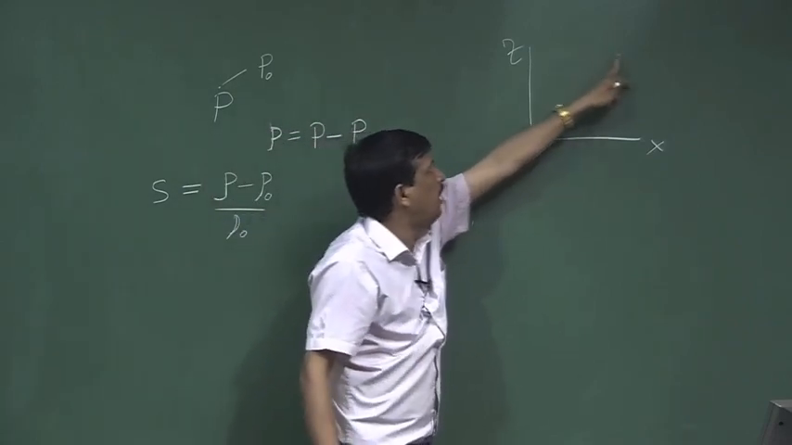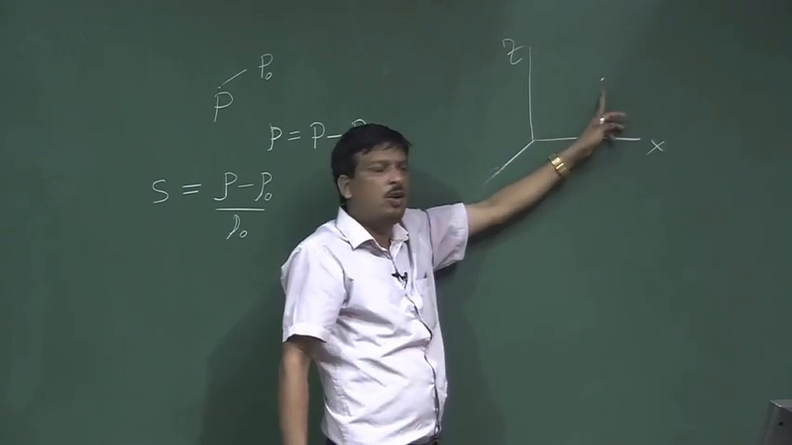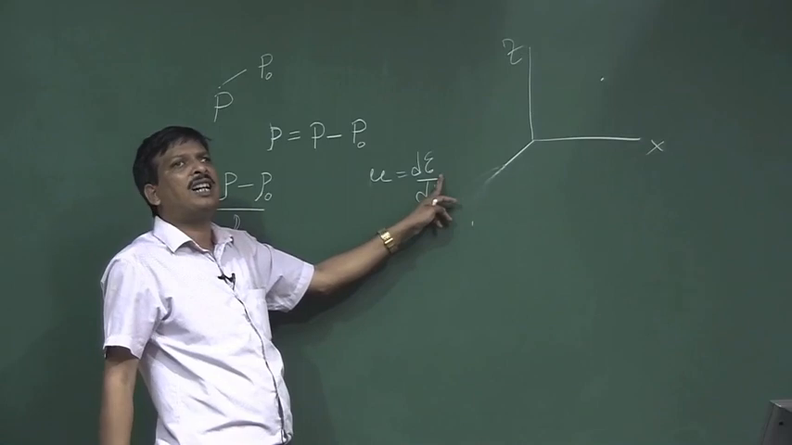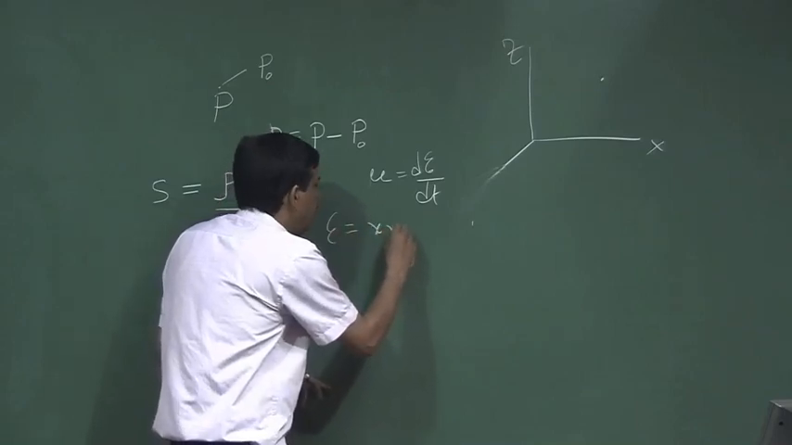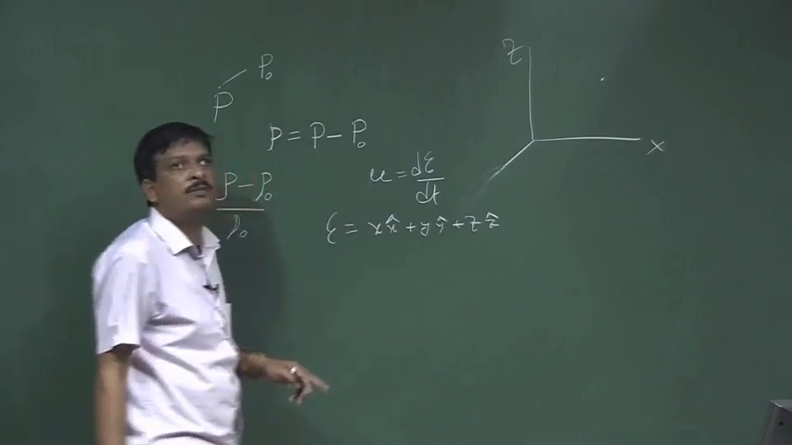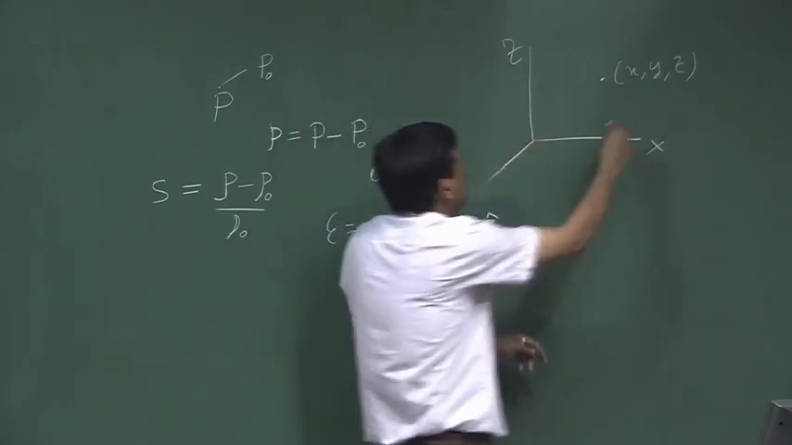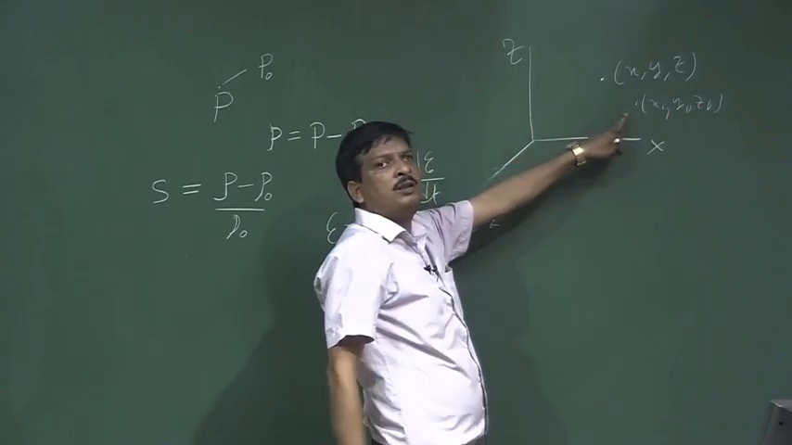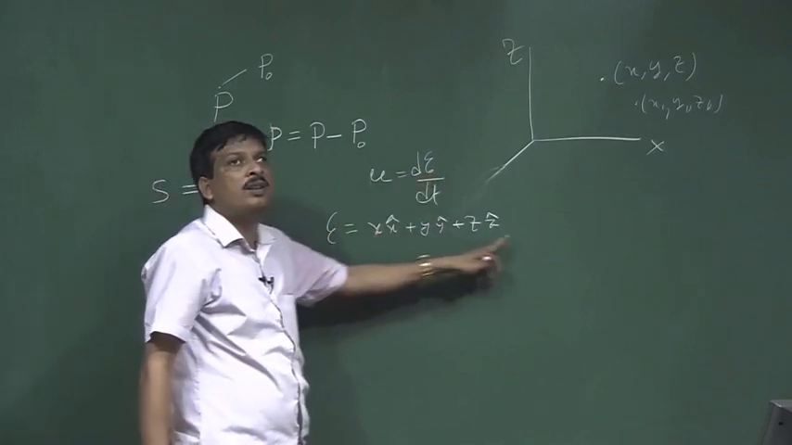The particle can move to any position, and if the particle is displaced, then the velocity is the displacement divided by the time. So, it is d psi by dt, where psi is the displacement, which can occur in any direction x, y, z. So, I can say psi is a vector, which is x with the unit vector in the x direction, y with the unit vector in the y direction, z with the unit vector in the z direction. If this point is x, y, z, the particle can move to another point, which is x1, y1, z1. So, velocity is displacement with respect to time, and displacement is psi, which consists of three directions.